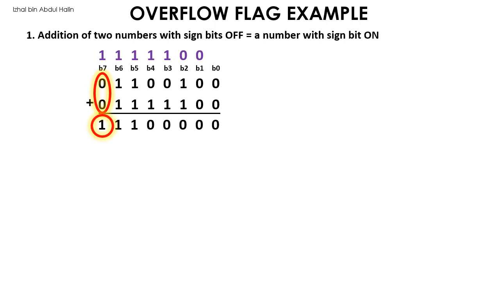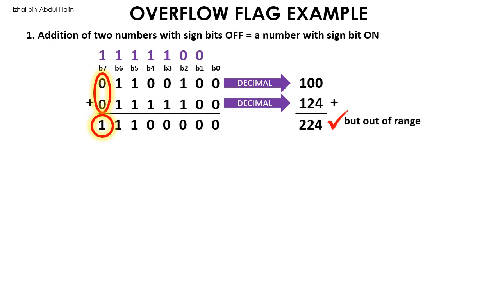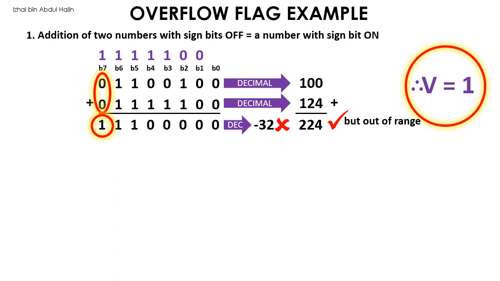Now let's look at the decimal equivalent of the two signed numbers that we added earlier. The top 8-bit string equals 100, while the bottom string equals 124. Addition results in 224. Although the addition is correct, the result falls out of the range that can be presented by an 8-bit signed number. Moreover, the resulting binary addition value is -32, which is incorrect. Due to the results, the overflow flag is set to 1, signaling that an overflow has occurred.